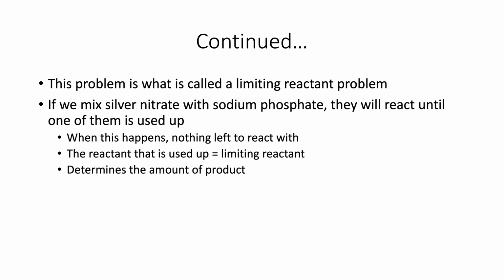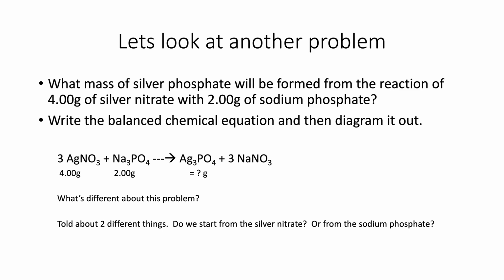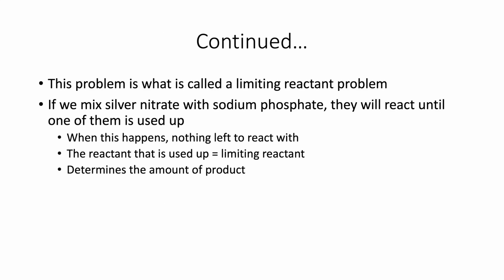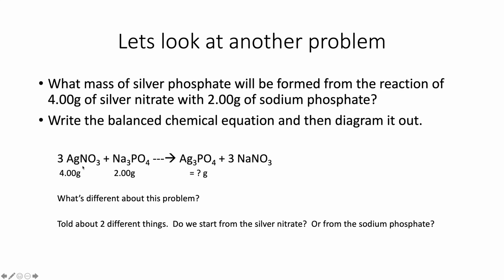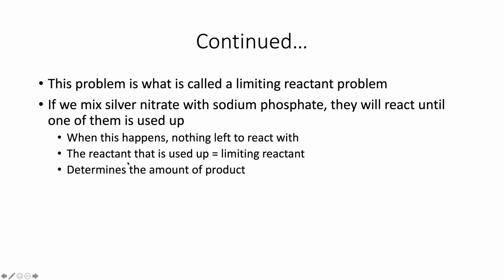This is what's referred to as a limiting reactant problem. If we mix silver nitrate with sodium phosphate, they will react and form silver phosphate and sodium nitrate, and they'll keep reacting until we run out of something. As soon as we run out of something, the other thing has nothing left to react with. For example, if we run out of silver nitrate, the sodium phosphate can't react, or vice versa. The reactant that we run out of is the one that's used up, and it will determine the amount of product. This is referred to as the limiting reactant.